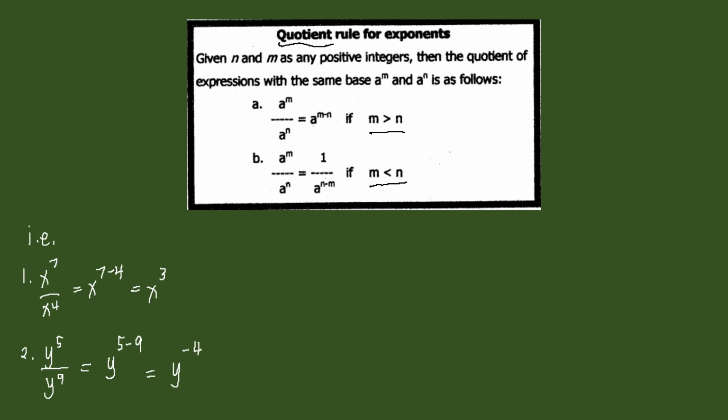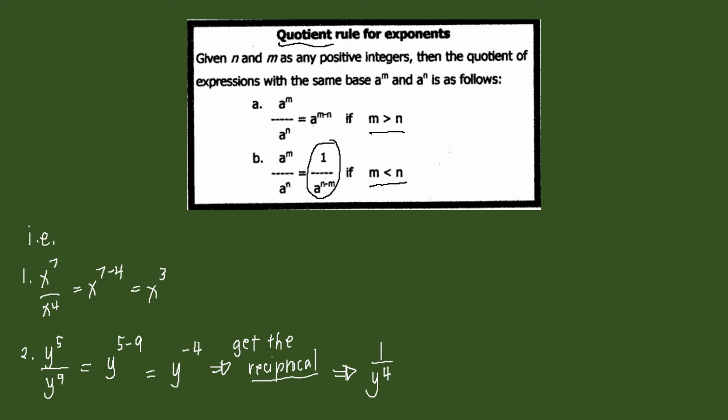That's why we need to get the reciprocal. And the reciprocal is done by interchanging the position of the numerator and the denominator. That's why your final answer should be 1 over y to the 4th. Once you get the reciprocal, the negative exponent will now become positive. That's why you have this in the rule. So if m is less than n, because the one that is greater is the one in the bottom, then you will have an expression 1 over a to the n minus m.